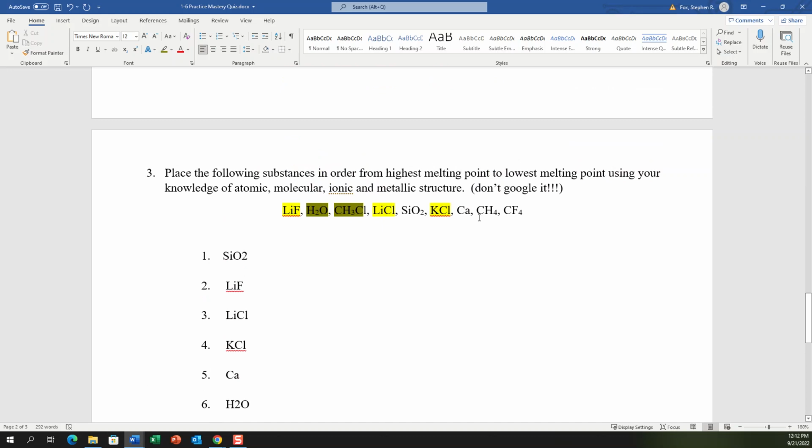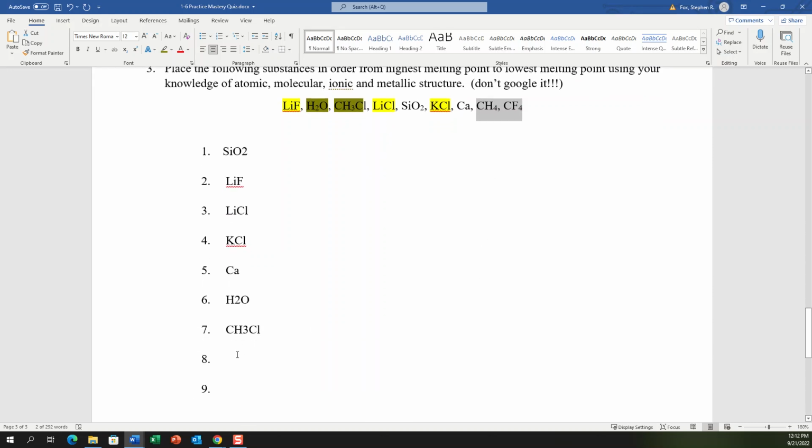And so the next one would be these two guys. They're nonpolar. Their strongest IMF is London dispersion, and London dispersion is determined by the number of electrons. So CF4 has more total electrons than CH4, so we would expect the London dispersion in CF4 to be stronger than the dispersion in CH4. Okay? And so that's kind of how you do it.